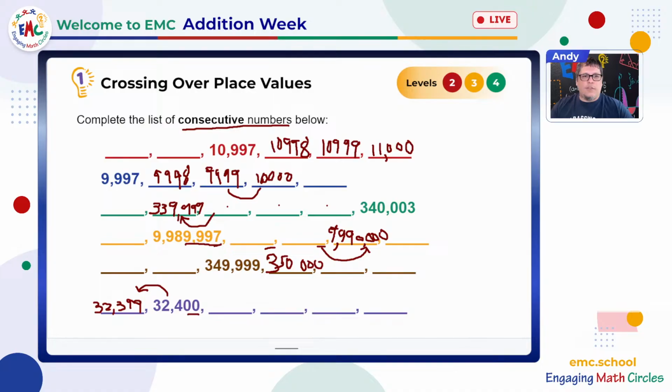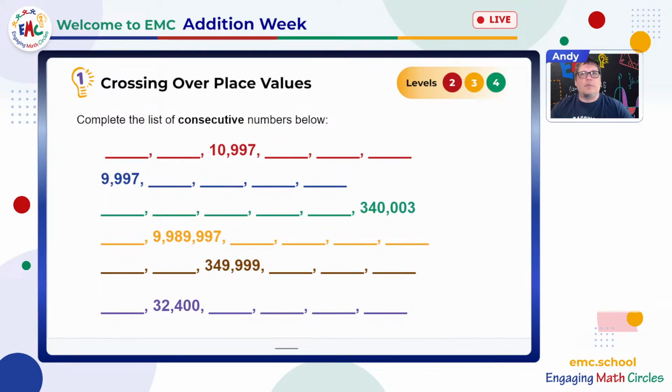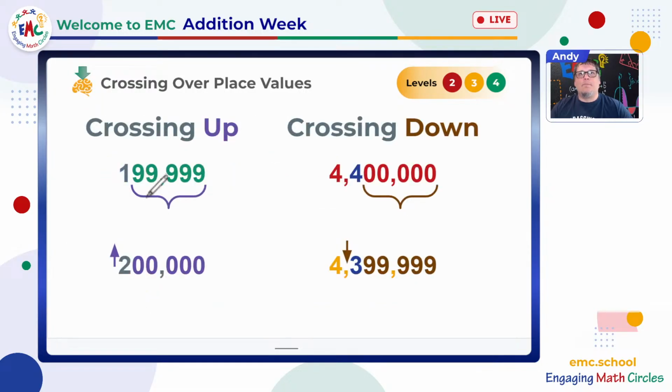Okay, that is our video for our recording. I hope you learned a lot rolling over our numbers from big numbers with lots of nines and zeros. Remember, when you're crossing up, all the nines become zeros and you bump up by 1. When you're crossing down, all the zeros become nines. It's the opposite. And the first one you hit that's not a 9 or not a 0 goes down by 1.